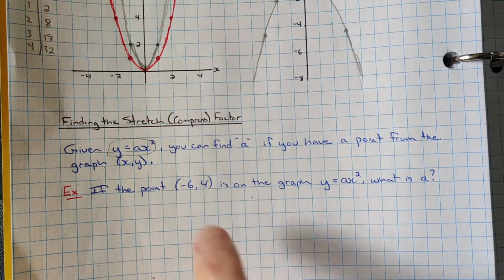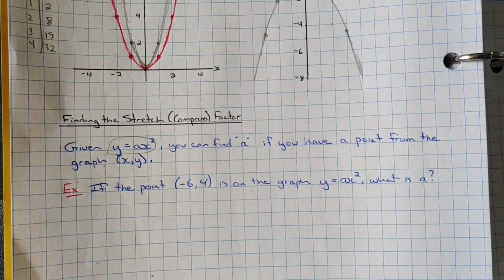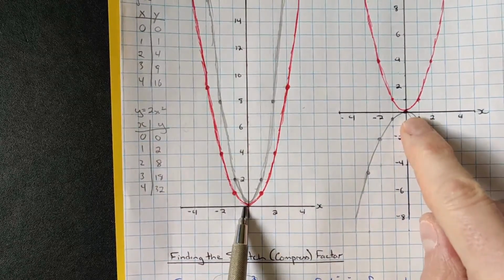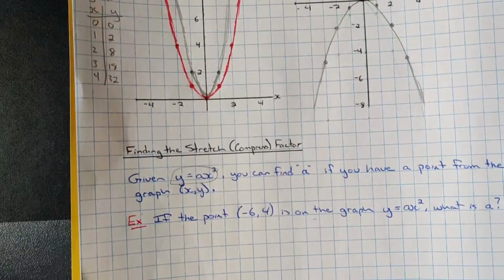So if you're given a graph, you could do the same as what we're about to do. You just have to pick the point yourself. Don't pick the vertex, by the way, because notice both of these graphs have the same vertex, but they have different A values. Just pick any other point, doesn't matter which, as long as it's a point on the graph.